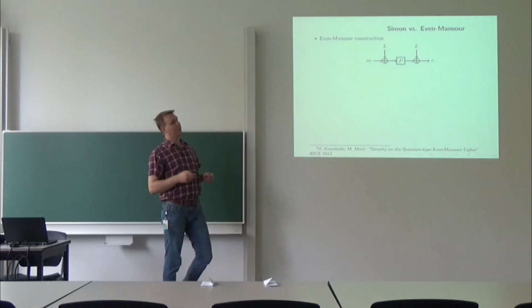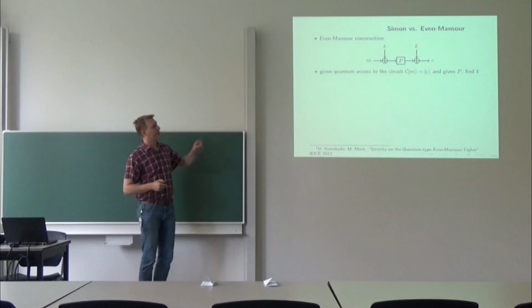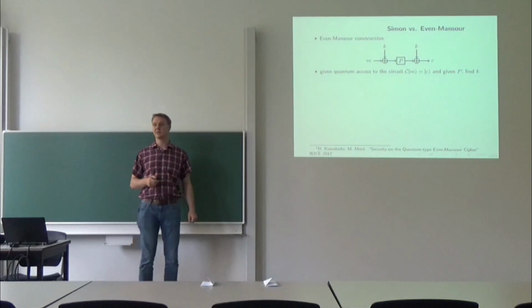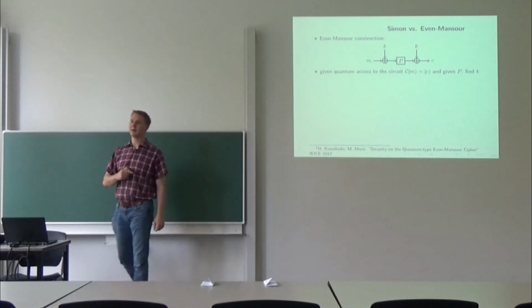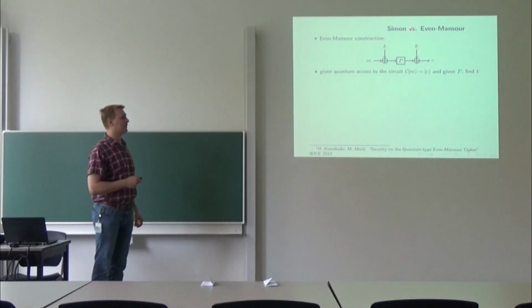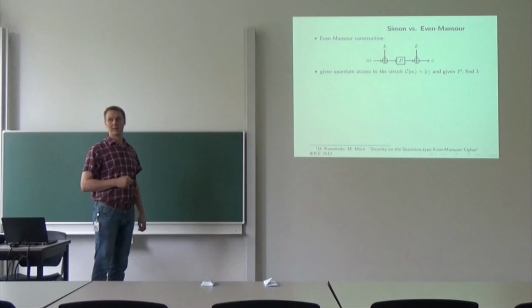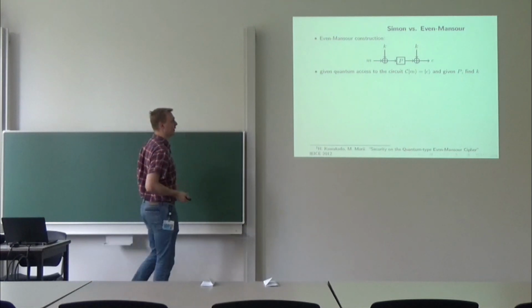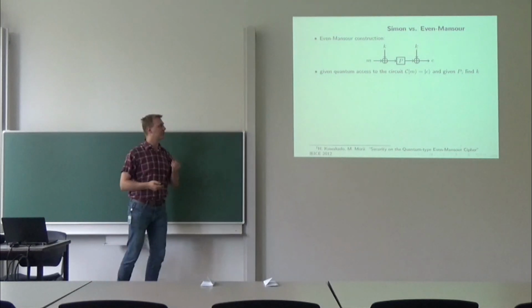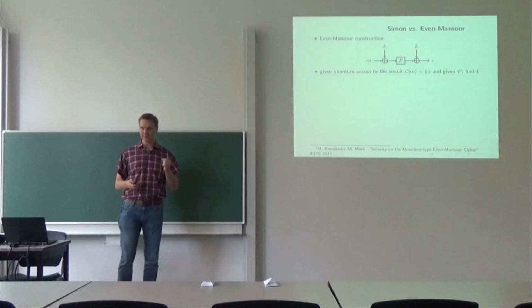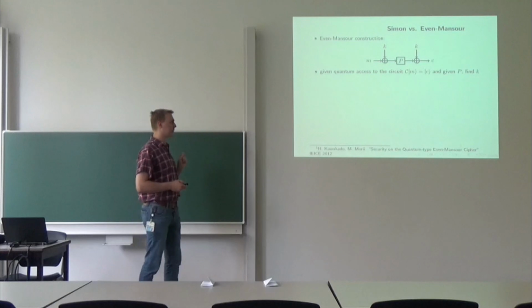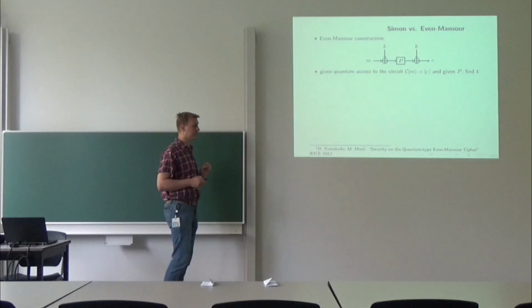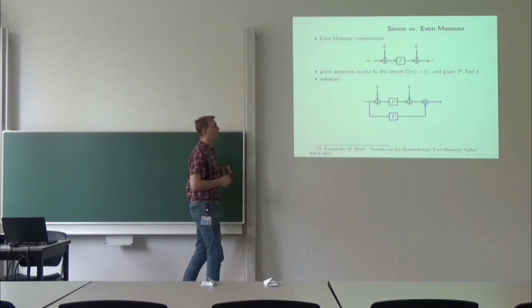So it turns out that given quantum access to this circuit, an adversary can extract the key K. But classically, this is already very, very secure. So how does this work? Well, remember order finding. Remember order finding in a group, right?